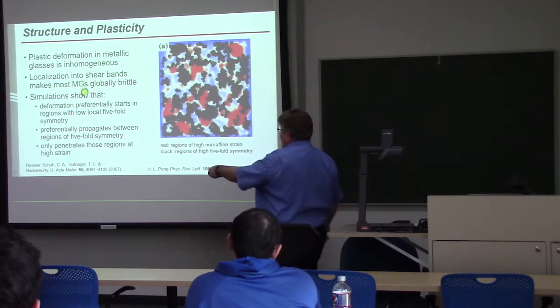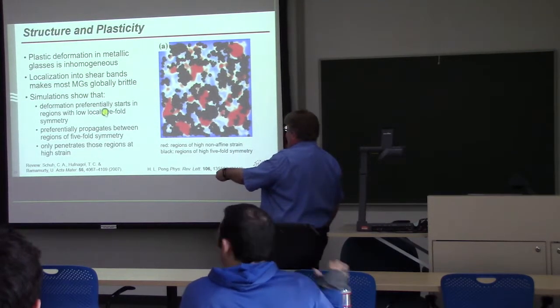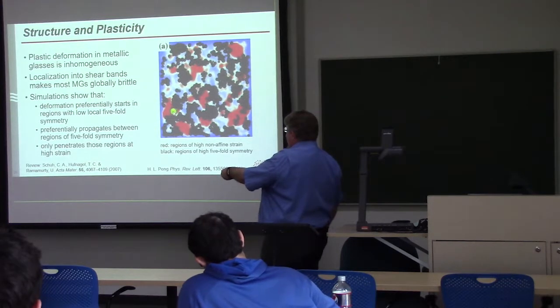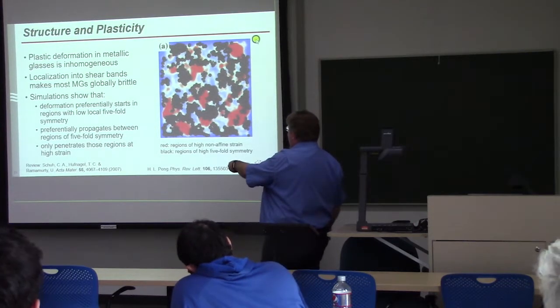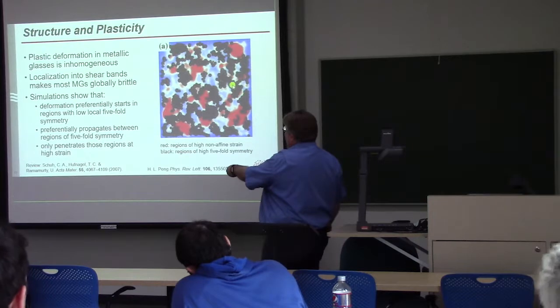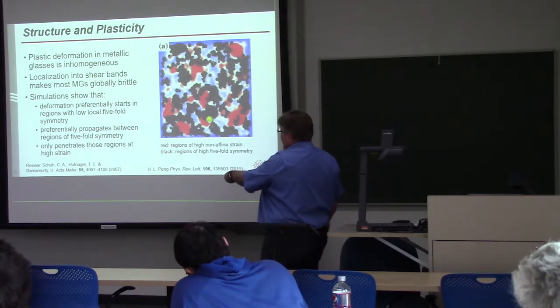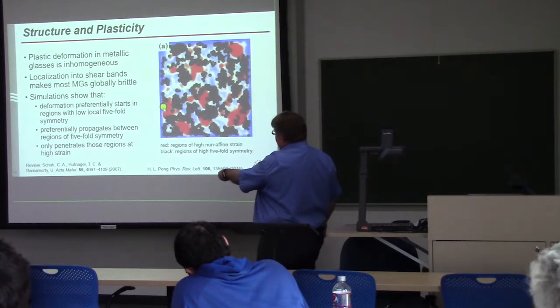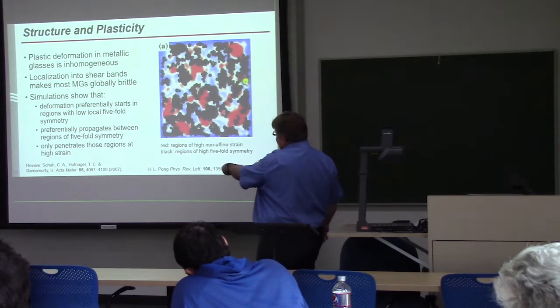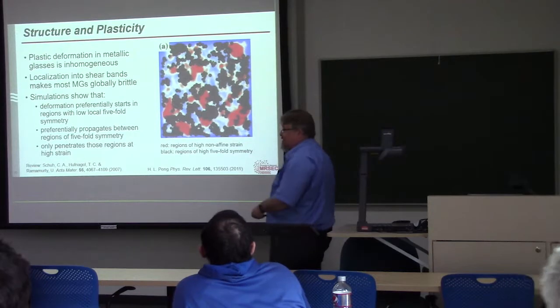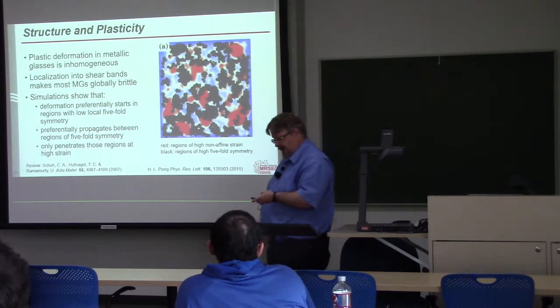And simulation shows that the regions where deformation starts, shown in red on this map here, avoid tightly packed five-fold symmetric regions shown in black. And then the deformation propagates in between these black regions until it finally penetrates them at significantly higher strains.